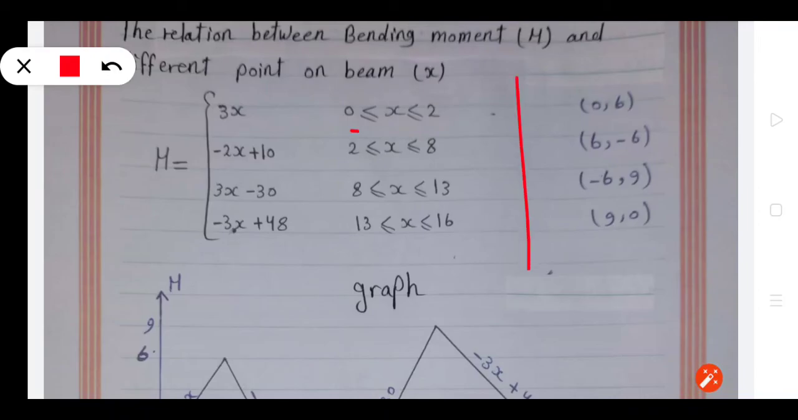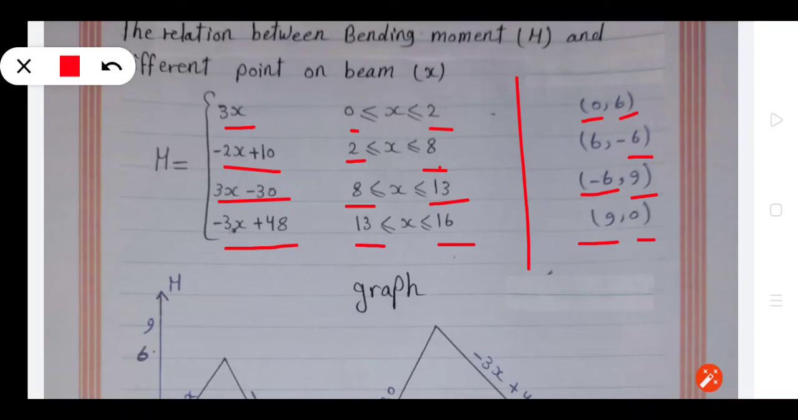To find M1, at 0 equals 0, at 2 equals 6, and M2 at 2 equals 6, and at x equal 8 equal negative 6, and at x equal 8 M3 equal negative 6, and at x equal 13 M3 equal 9, and at x equal 13 M4 equal 9, and at x equal 16 M4 equal 0. That means that our substitution is true and M is true.